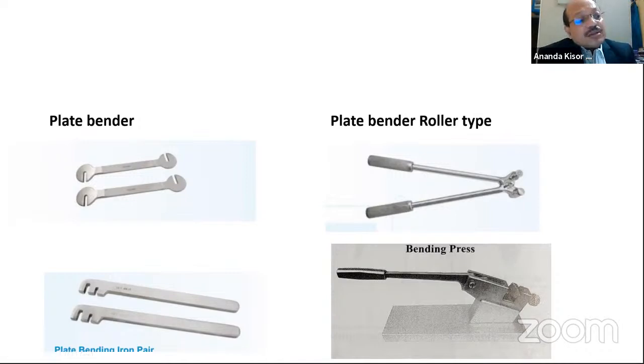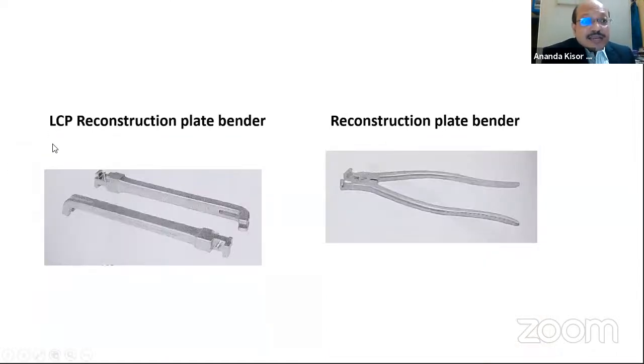Locking plates should not be bent, but there are some other instruments. Here, this is basically the LCP, locking compression plate. Specifically, it can be bent with the help of this. The plate is introduced inside this, so that during the bending only a very small amount of movement occurs. In that case, the screw threads will not become damaged. The other is the reconstruction plate bender.